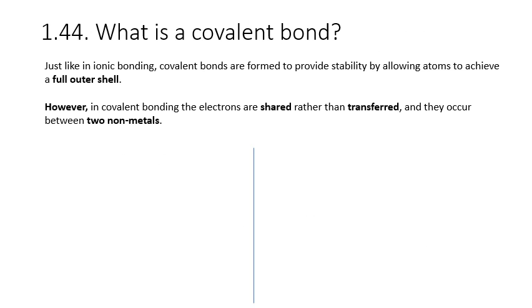Okay, so of course to start with, we need to know what a covalent bond is. You'll probably have studied ionic bonding by now, and perhaps even metallic bonding. This is just a further type of bonding that we need to know about. Now, just like in ionic bonding, covalent bonds are formed because they provide stability to the atoms by allowing them to achieve a full outer shell. However, the difference between this and ionic bonding is that the electrons are actually shared as opposed to being transferred, and they occur between non-metals, as opposed to in ionic bonding, it was a metal bonding with a non-metal.